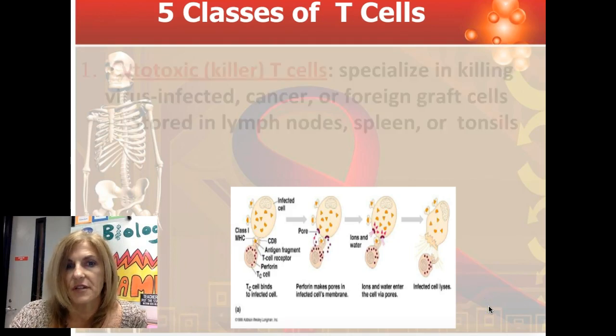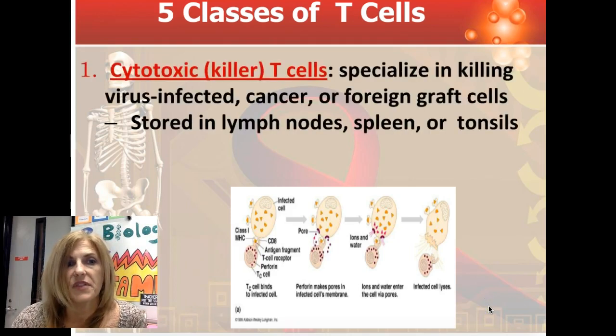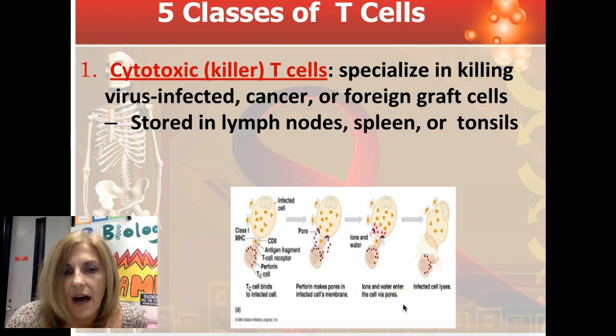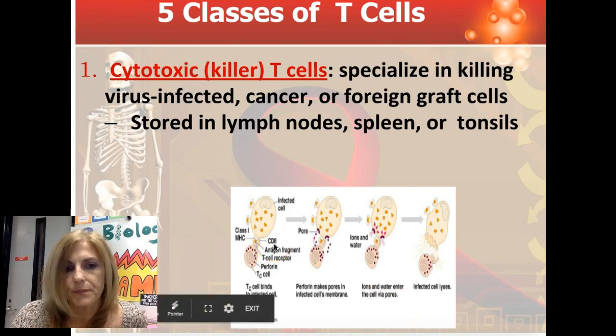So you have 5 different T cells, and we're going to be pretty simplistic with this. You have cytotoxic killer T cells, and these are often down here. You might notice it's denoted with T sub C. So you could write it that way. They're also called CD8 cells. You can see that there.